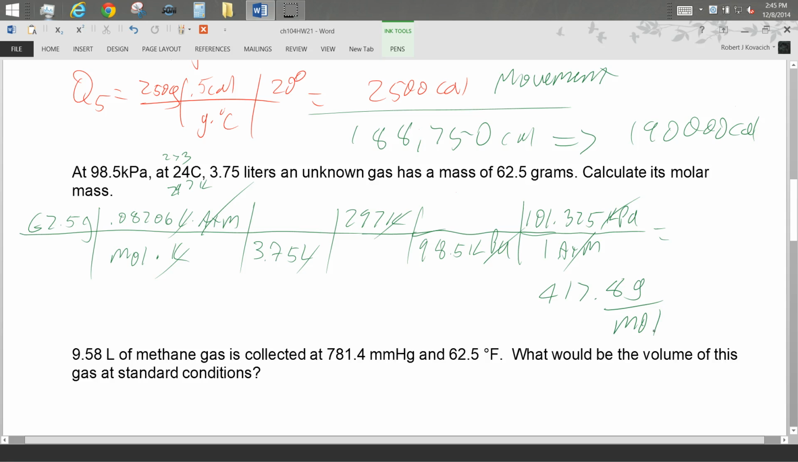Is that what you guys got? Yeah? But you can only have two, I think, sig figs, right? Yep, so just round up to 420? Yep, I'd write 420 grams per mole. That's a pretty heavy gas, but okay.